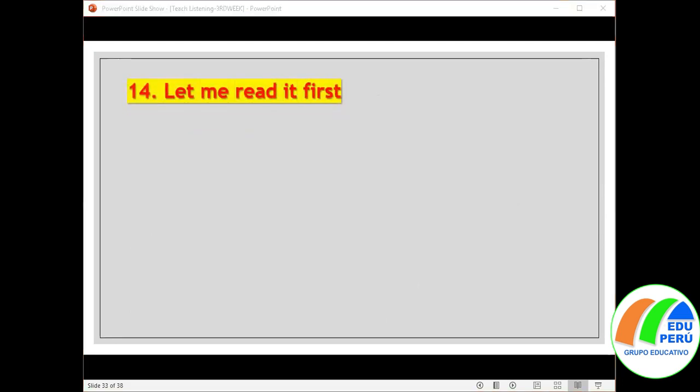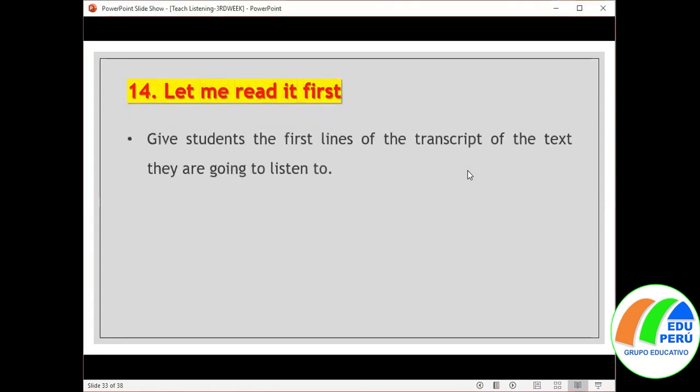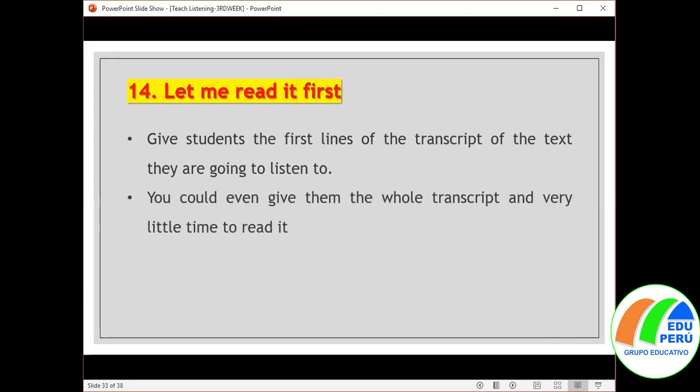Yeah, number 14. Let me read it first. Give students the first lines of the transcript of the listening test they are going to hear. You could even give them the whole transcript and a very little time to read it. Notice here they are going to read this transcript quickly. Or you could give just the first lines of the transcript. So this is another activity to guess, to predict, to get a general idea of the listening test.